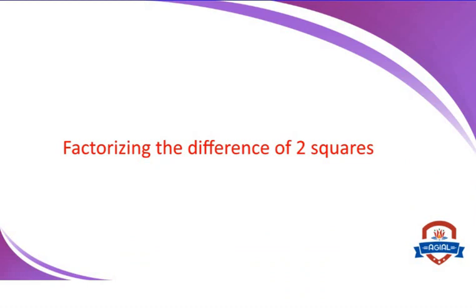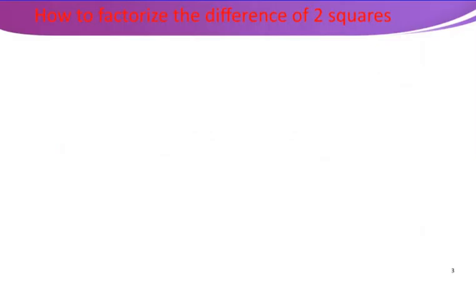Today we are going to explain factorizing the difference of two squares. How to factorize the difference of two squares? If we have an expression of two terms, the first term is a perfect square and the second term is a perfect square, and there is a negative sign between them.